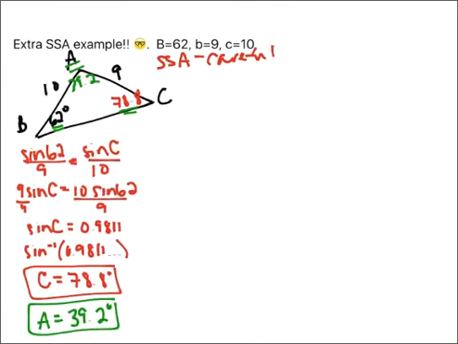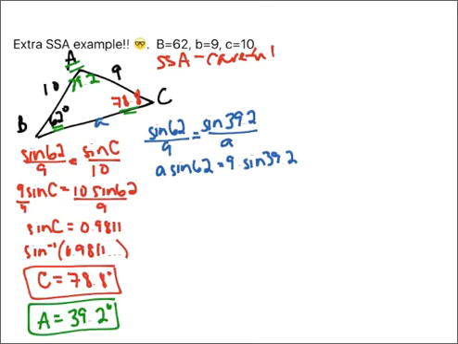Let's go on now and find, let me label the picture. Let's find side A. So I'm going to go back and use sine 62 over 9 is equal to the sine of A, I just found that, 39.2 over side A. Again, let's cross multiply. We're solving for A, which means we have to divide by sine 62 and type it into your calculator, and you're going to find that side A is equal to 6.4. All right, we're done. Almost.